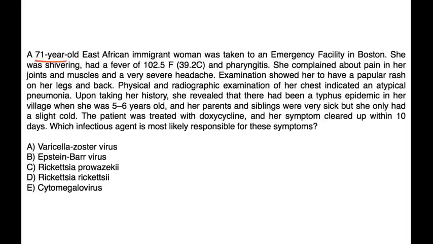A 71-year-old East African immigrant woman was taken to an emergency facility in Boston. She was shivering, had a fever of 102.5 Fahrenheit, and pharyngitis. She complained about pain in her joints and muscles and a very severe headache. Exam showed her to have a papular rash on her legs and back. Physical and radiographic exam of her chest indicated an atypical pneumonia. Upon taking a history, she revealed that there had been a typhus epidemic in her village when she was 5 to 6 years old. Her parents and siblings were very sick, but she only had a slight cold. The patient was treated with doxycycline, and her symptoms cleared up within 10 days. Which infectious agent is most likely responsible for these symptoms?